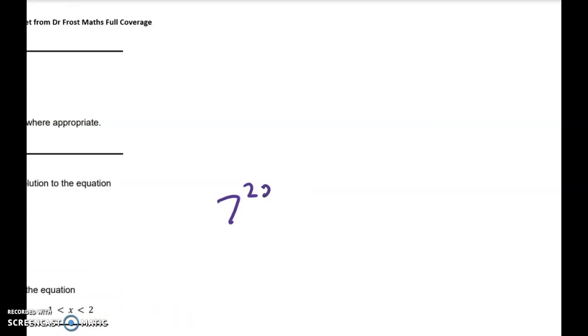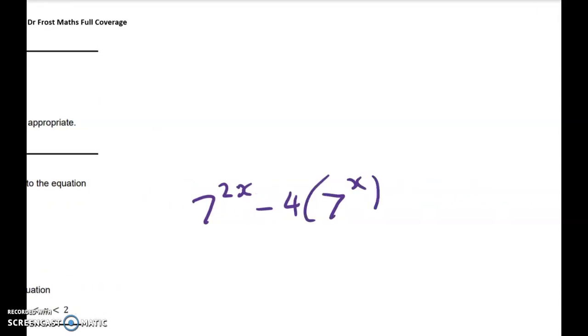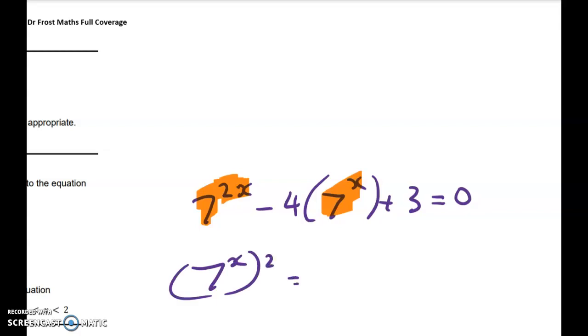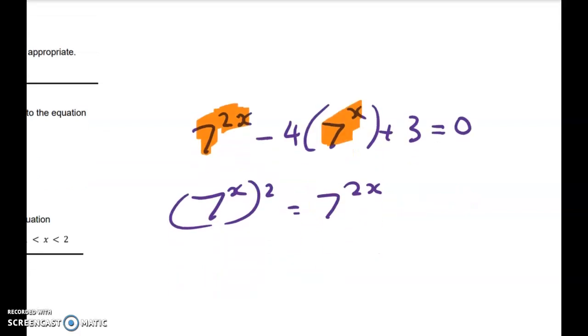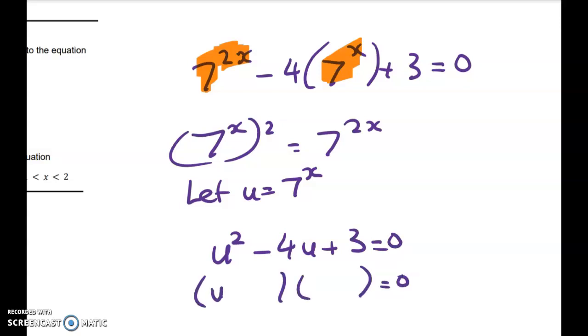Okay, so let's start with this first one. We've got 7 to the power of 2x minus 4 brackets, which just means times 4 times 7 to the power of x plus 3 is equal to 0. Now the thing to notice in here is that this is 7 to the power of 2x and this is 7 to the power of x. And if you think about it, 7 to the power of x squared is equal to 7 to the power of 2x. So if we let u equal 7 to the power of x, then we get u squared minus 4u plus 3 equals 0. And we heave a big sigh of relief and solve our year something quadratic.